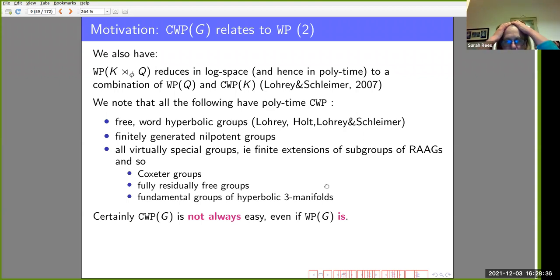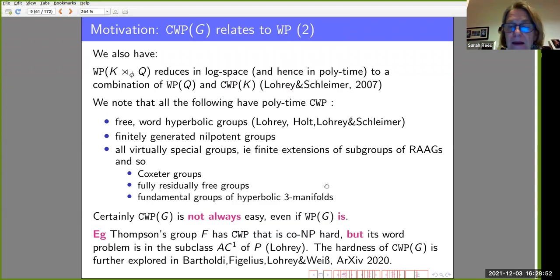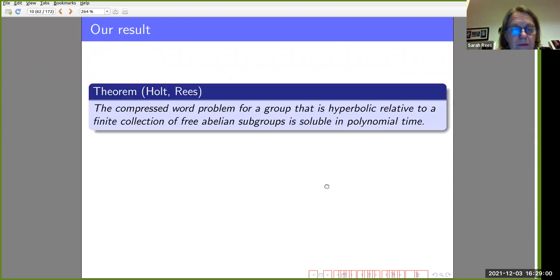It's just a fact. The compressed word problem isn't always easy, but it's easy for these groups. Thompson's group F has a very nasty compressed word problem, but its word problem is not so bad.